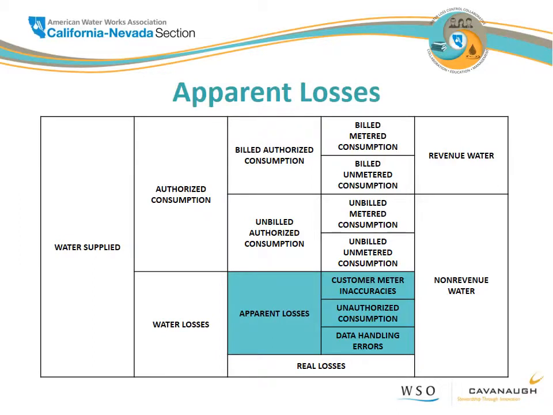So here we are back to the water balance graphic, and you'll see that within the water loss category, which we've estimated at this point, we want to separate apparent losses from real losses. So first we're going to focus on estimating the volume of apparent loss.